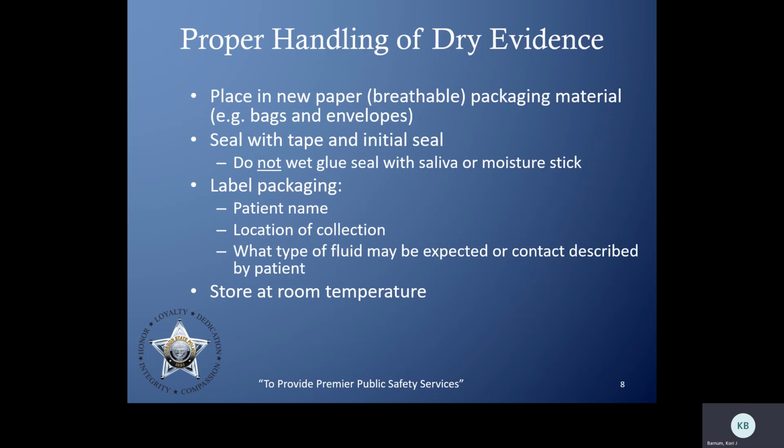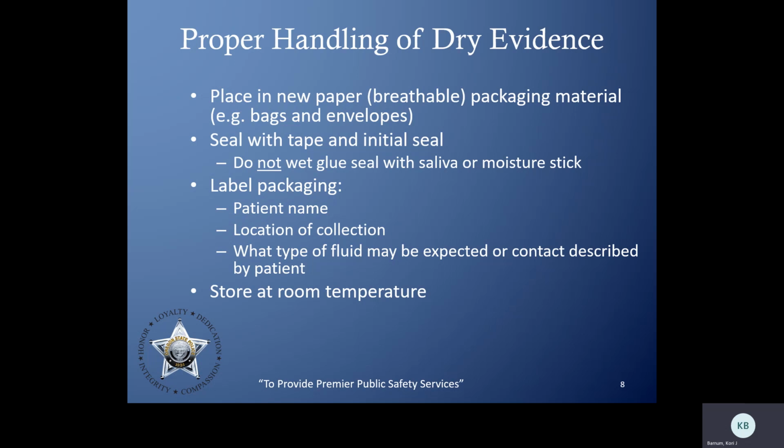Dry evidence should be placed in new, breathable packaging material, basically anything that is made of paper, a paper bag, or paper envelope. This allows for an air exchange between the evidence and the outside environment, which will help prevent mold or bacterial growth that we can see with plastic packaging. Seal with evidence tape and initial the seal when you have completed packaging a dry item in paper. It's important not to wet a glue seal with saliva or a moisture stick. Just use evidence tape to secure that envelope flap.